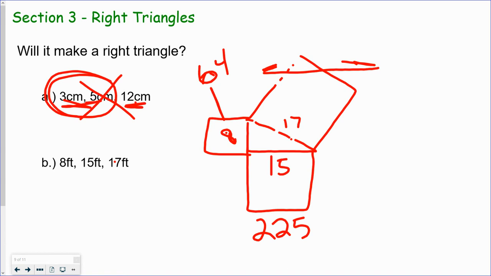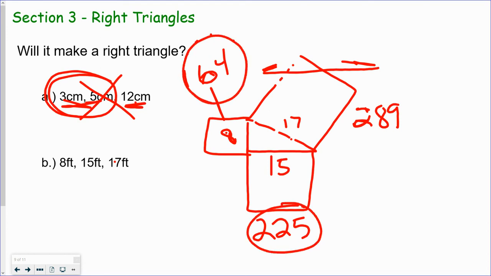And 17 squared, I don't remember that one. I'll have to check here. Sorry about that, guys. You should too. That one is 289. Now, if this is a right triangle, the area of one square plus the area of the smaller square should add up to the bigger number. Is 64 plus 225 equal to 289? Yes, it is. So this is a right triangle.